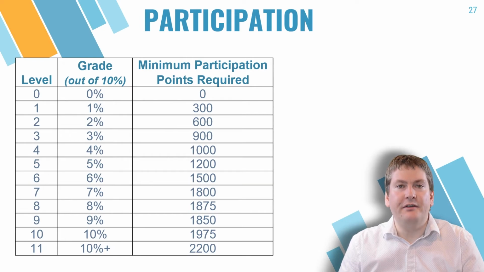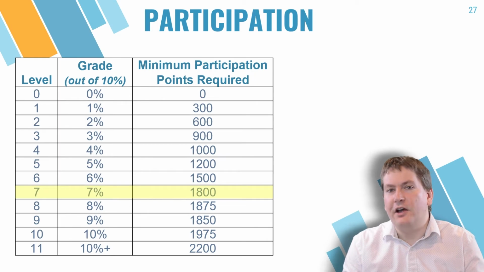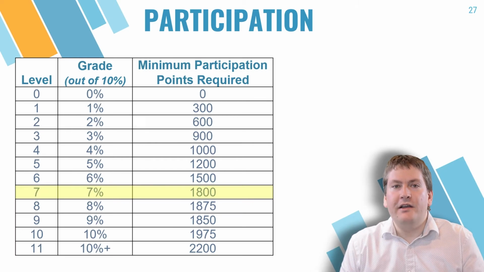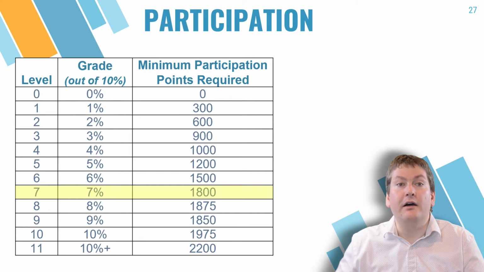So this table here shows the number of participation points corresponding to what grade out of 10%. If we look here at level 7, that means you would need 1,800 participation points. That sounds like a lot, but once again, there's 150 points available for each week, plus you can earn extras. And level 7 is important here because if you complete all of those 150 point tasks every single week, you can get up to level 7 without ever posting on the course forums beyond what's required in those tasks.